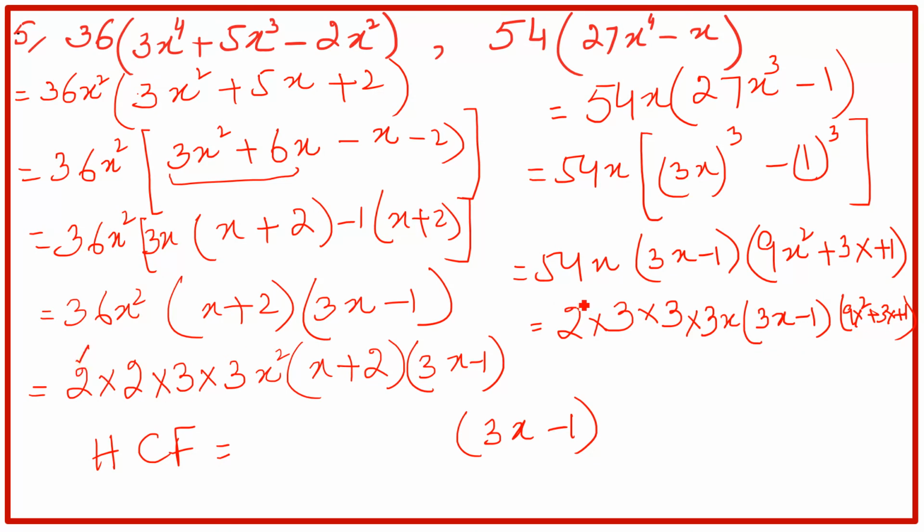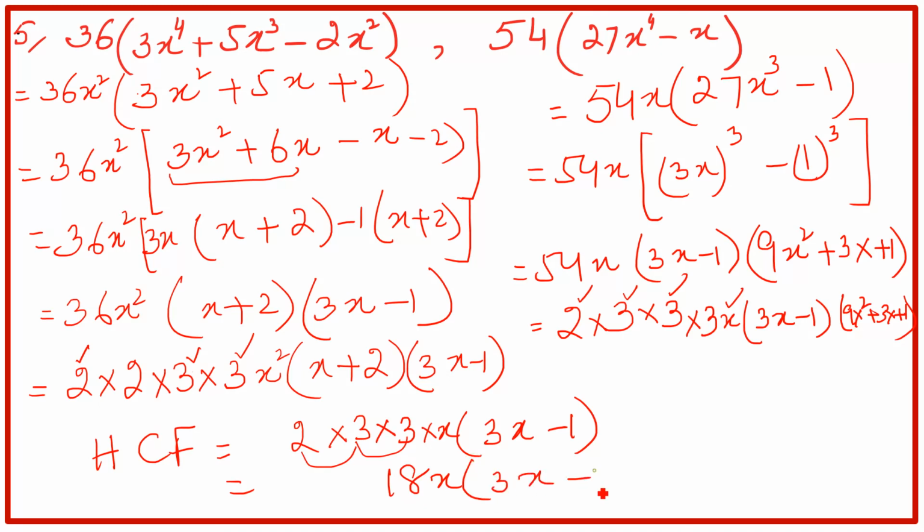1, 2 is here, 1, 2 is here, we can write down 2. See, this 2 is here, but this 2 is not here, so we will not consider it. It should be common. 2 3's are here, 3 and 3. And here is x square, there is x, we can take 1x as common. So just multiply 2 3 times 6, 6 3 times 18, 18x into 3x minus 1.